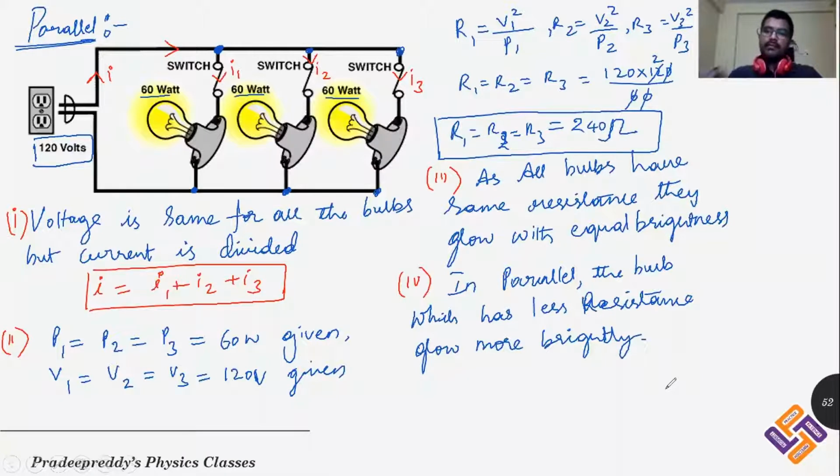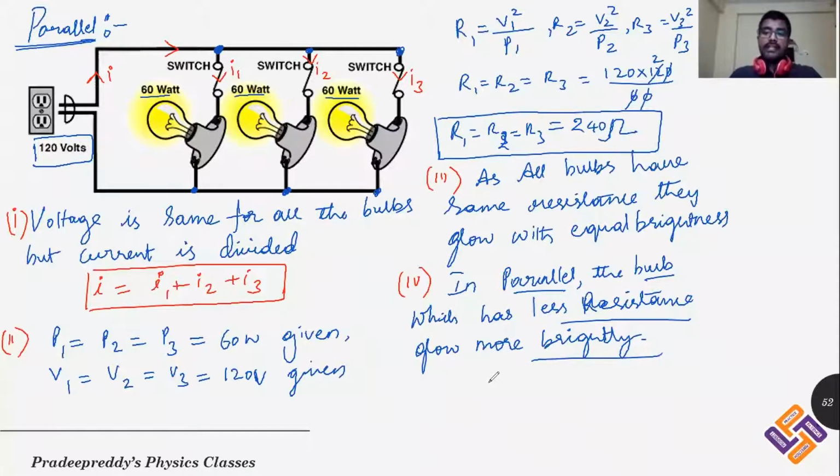In series combination, the one which has greater resistance will have more brightness, and in this case the bulb which has less resistance will be glowing more brightly. Exactly opposite. It is because if the resistance is less, more current will be flowing through the circuit. If more is the current flow, then power increases. So that is the reason why in parallel combination, the bulb which has less resistance will glow more brightly.